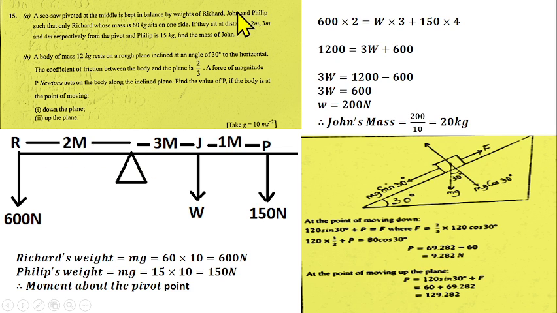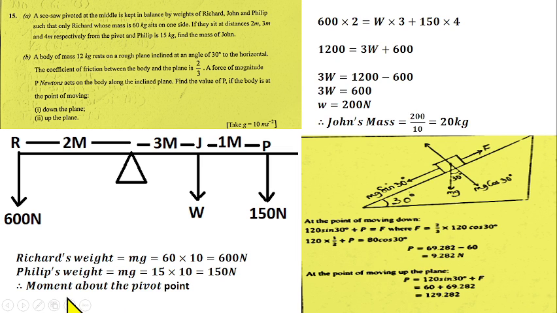Then this 3 meter belongs to John. So John from the center is 3 meter. But we don't know the weight of John, so we have W representing the weight of John. Then the distance of Philip from the center is 4 meter. So instead of writing 4 here, we know that from here to here is already 3, so from here to here will be 1 meter. Then the mass of Philip is 15 kilograms, so we change to weight: 15 times 10 gives us 150 Newton.